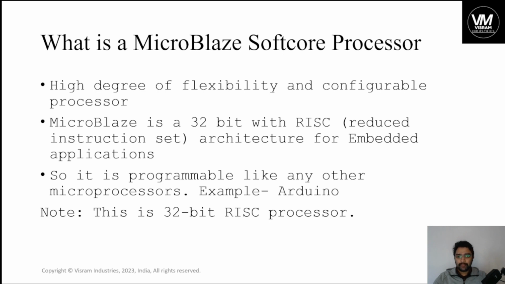It is a 32-bit processor and it has a reduced instruction set core, like RISC, that we call in the industry. RISC architecture is mostly used in embedded applications like IoT, and also in the automotive industry.